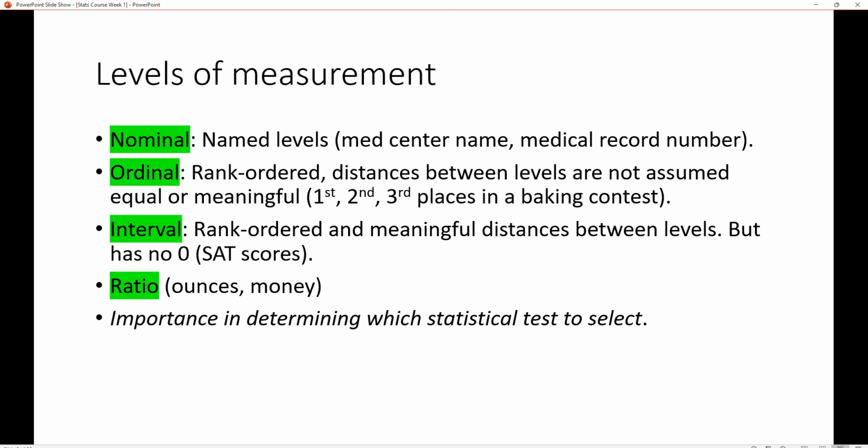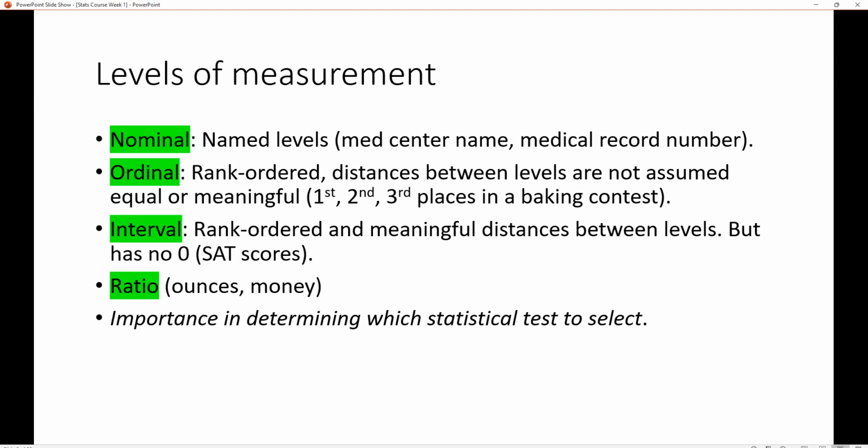So we often receive data in different ways, and this data could be in different forms. Accordingly, we have different levels of measurement. For example, for a nominal level of data, these are named levels, such as a medical center name or a medical record number. In other words, these numbers or categories just represent a name.